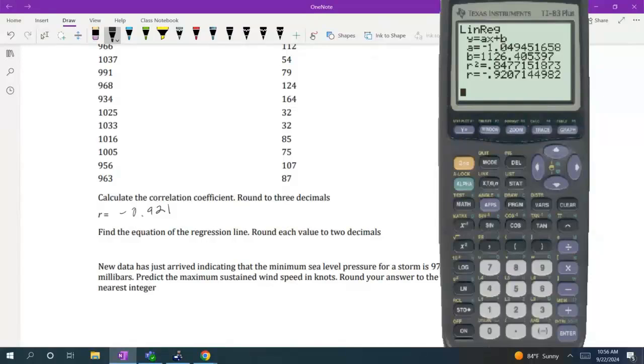So our regression equation is y equals ax plus b, where a is negative 1.05. So notice I have to put the coefficient a, which is negative 1.05x. Again, we're rounding to 2 decimal places, plus 1,126.41.